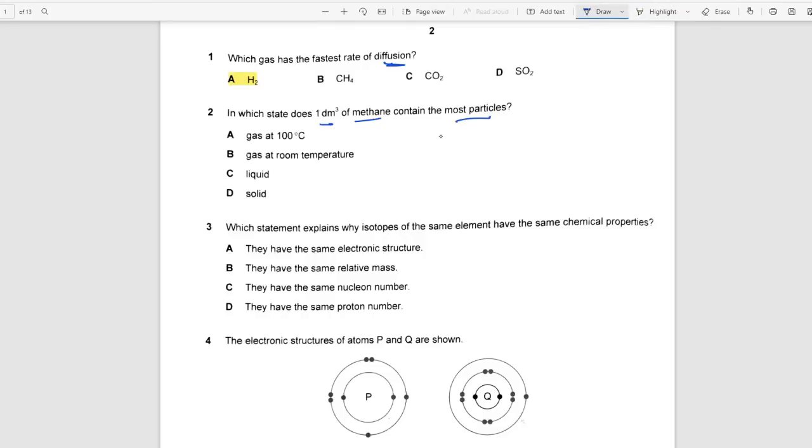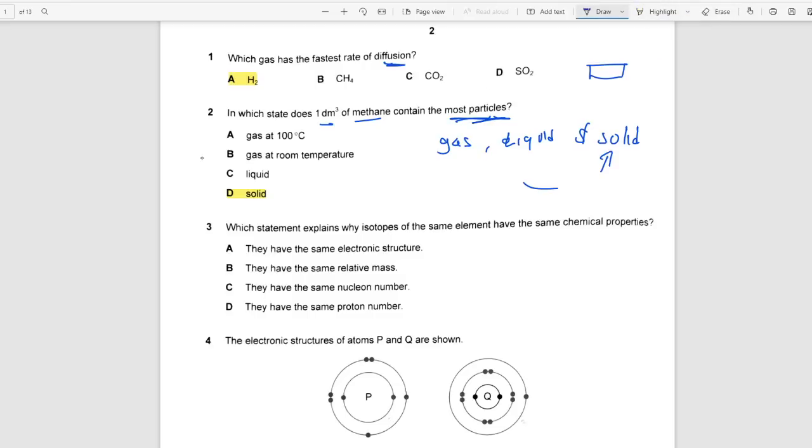The next question: in which state does 1 dm cubed of methane contain the most particles? Okay, so we have three states that we know, which is gas, liquid, and the solid. And we all know that the solids, basically the particles are the closest together in this structure, because we know it's in a regular structure and it's all arranged. So therefore the one with the most particles would most likely be a solid, and hence the answer should be a solid.